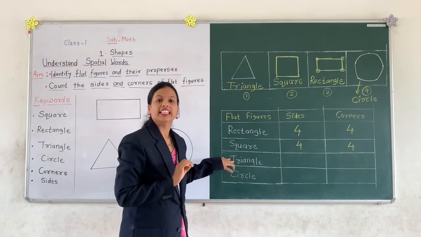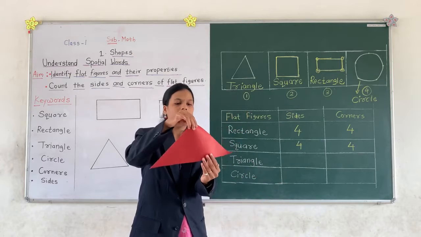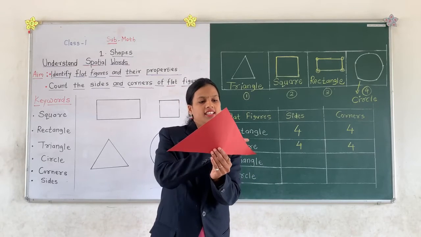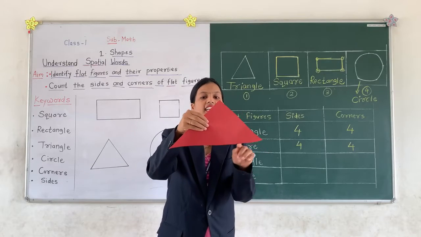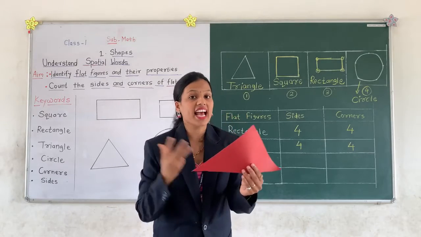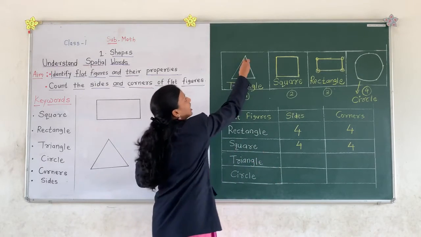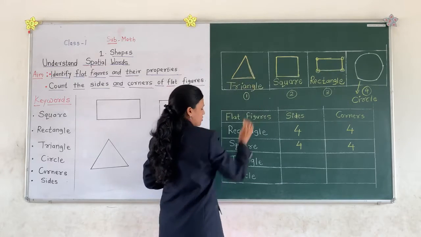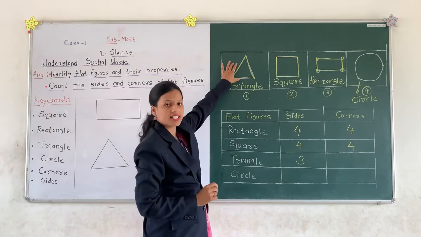Then we'll see the next flat figure, that is triangle. Now can you students count the sides of a triangle? Side 1, side 2 and side 3. Means triangle has how many sides? Right, 3 sides. Our triangle has how many sides? 3 sides. And what about the corners?